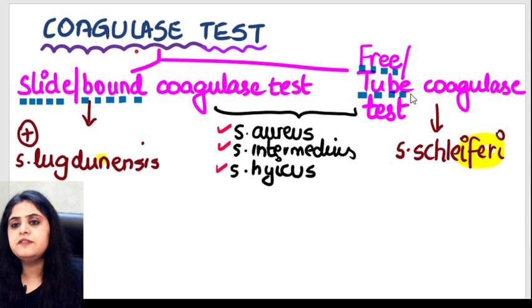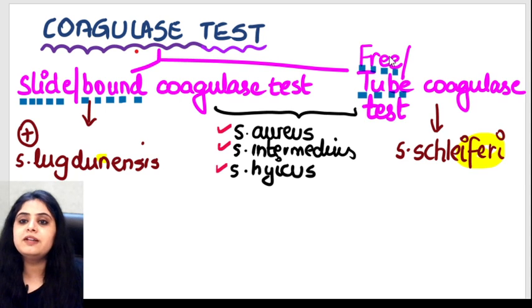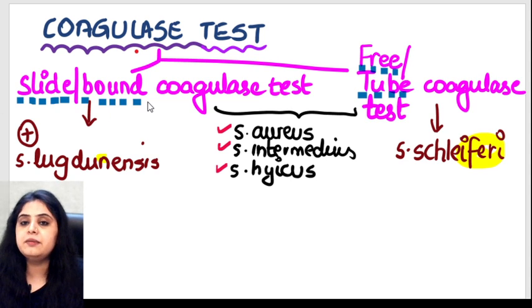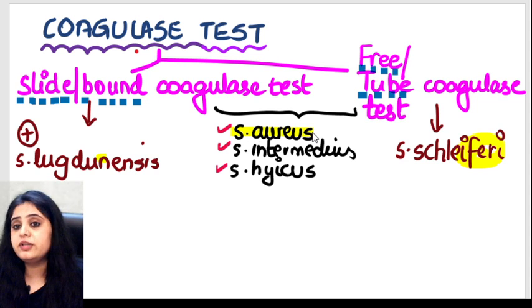So how did I learn this? Tube has 1, 2, 3, 4 alphabets. Free also has 4 alphabets. So tube and free are the same. If you read over here carefully, slide and bound: slide has 5 alphabets, bound has 5 alphabets, so slide and bound coagulase is again the same. Let me tell you that Staph aureus, intermedius, hyicus, they show you both. There should not be any confusion.